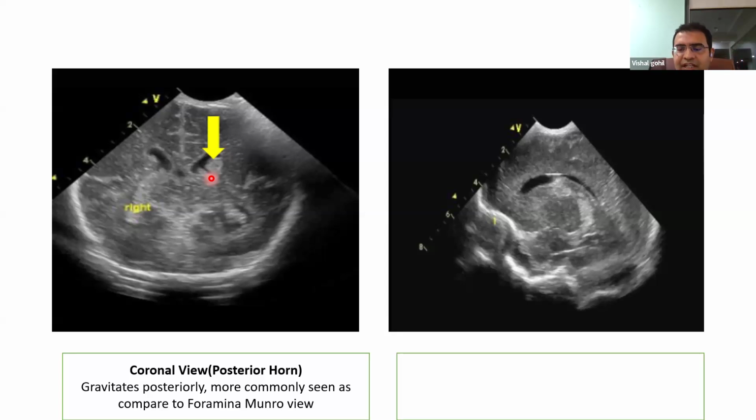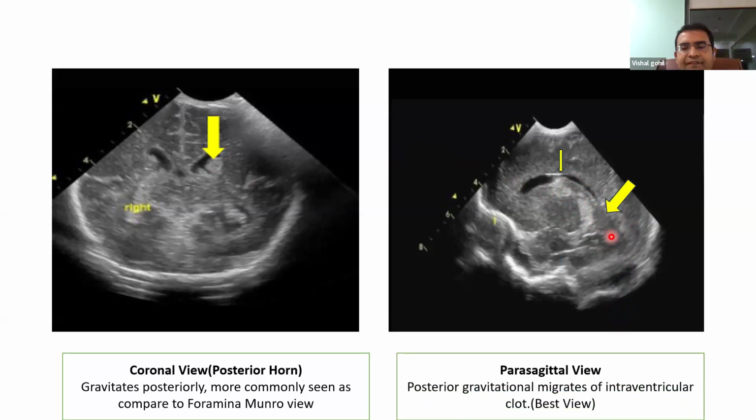The most common and best view would be your parasagittal view again. You can see the primary bleeding site is over here, but the bleed is so large that, because of the gravitational force, the blood has leaked out towards the posterior horn of your lateral ventricle. So this is your choroid plexus and this is your bleed. But it is not a sufficient amount to cause ventricular dilatation. So that is your grade 2 IVH. This is because of the gravitational force.